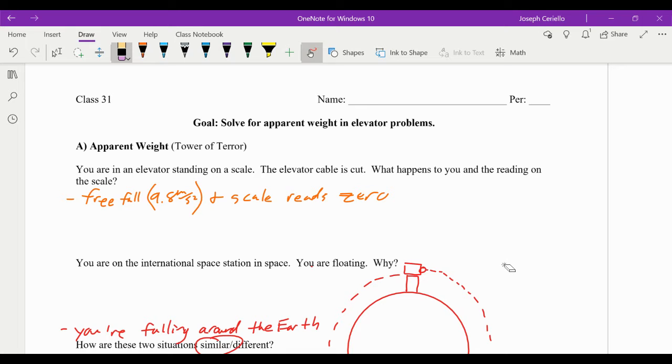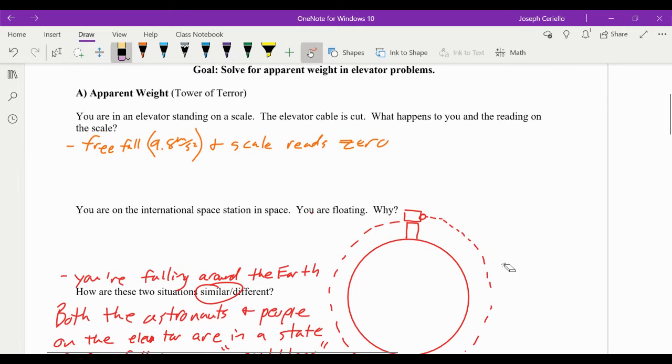So if you were on an elevator standing on a scale and the cable were cut, you would free fall, right? The elevator would fall at 9.8 meters per second squared. That would be your acceleration. That's how quickly you're speeding up each second. The scale that you're standing on would read 0. We're going to solve for that in a little bit, but the scale you're on will actually read 0. You are in a state of quote unquote weightlessness, as people say. Not that you don't have weight, but you're apparently weightless.